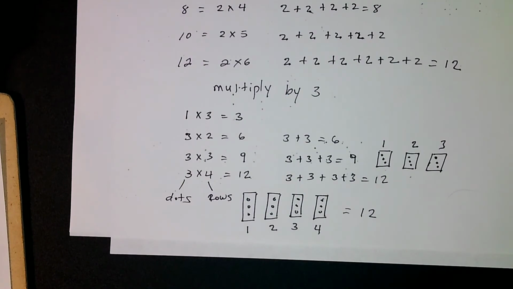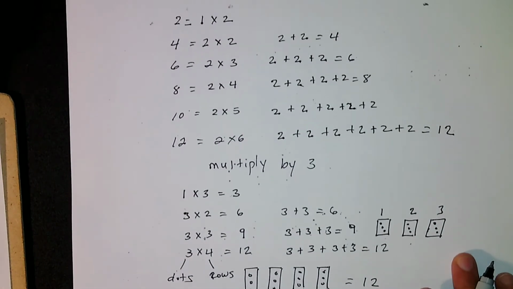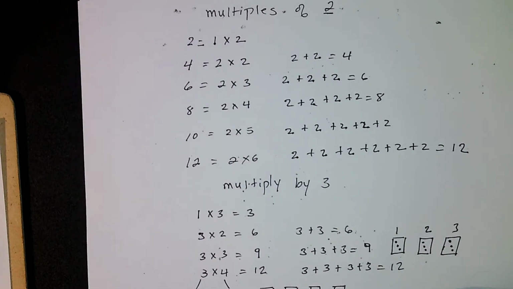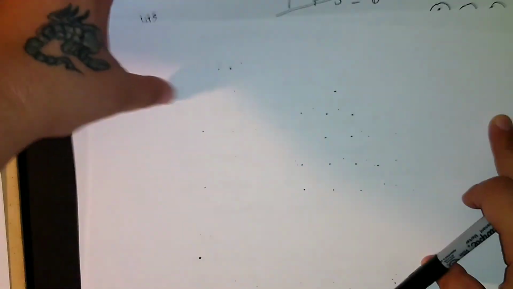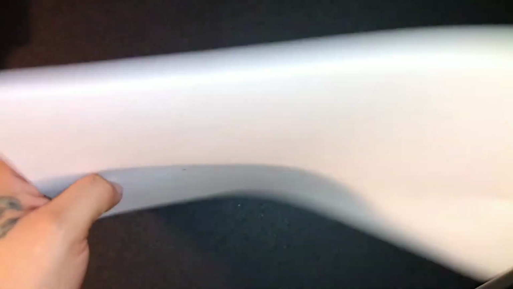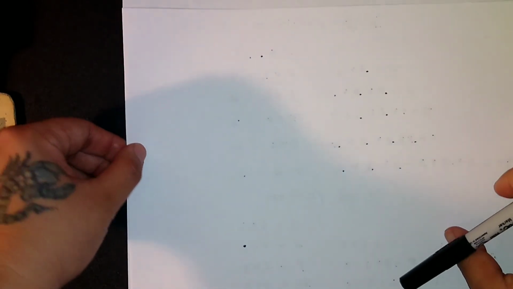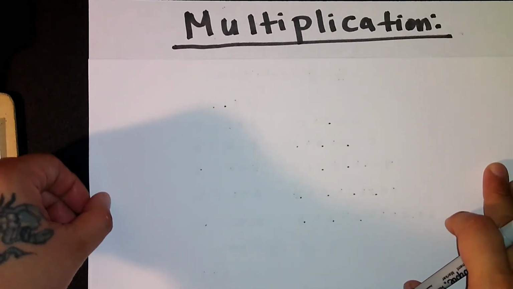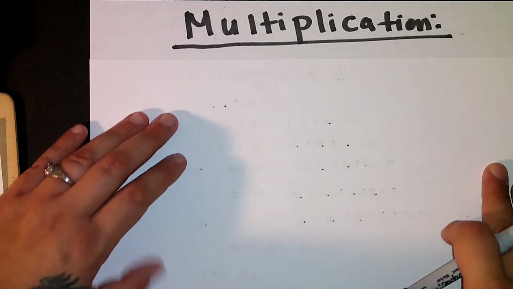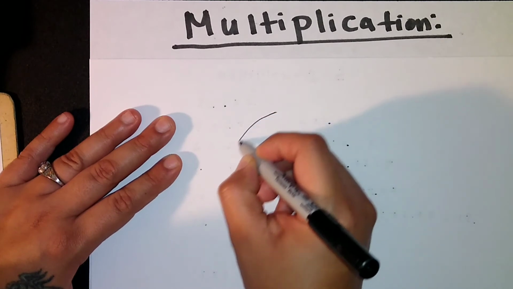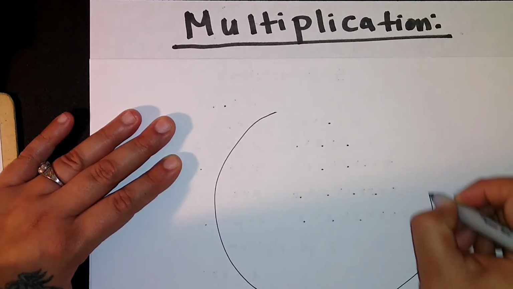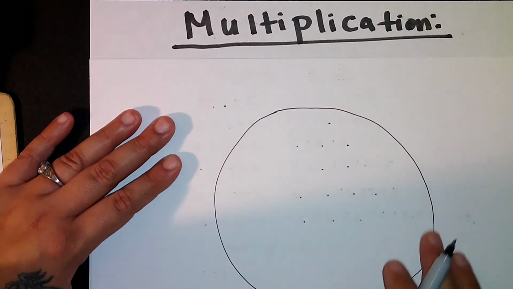Now, how to learn the multiplication, multiplying by 5. Well, if you know the clock, you'll have an easier time learning the multiplications by 5. So we'll draw a clock, right?